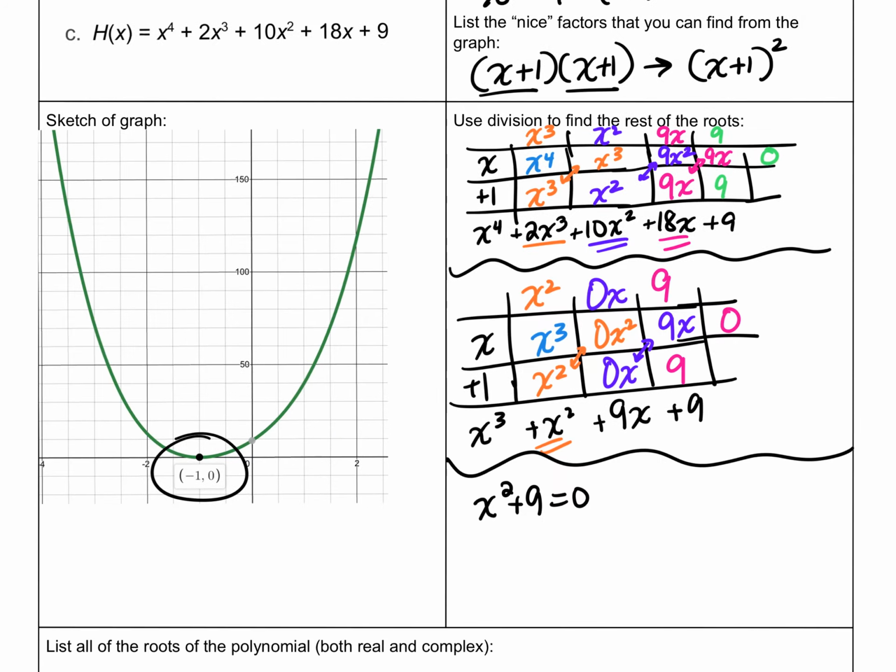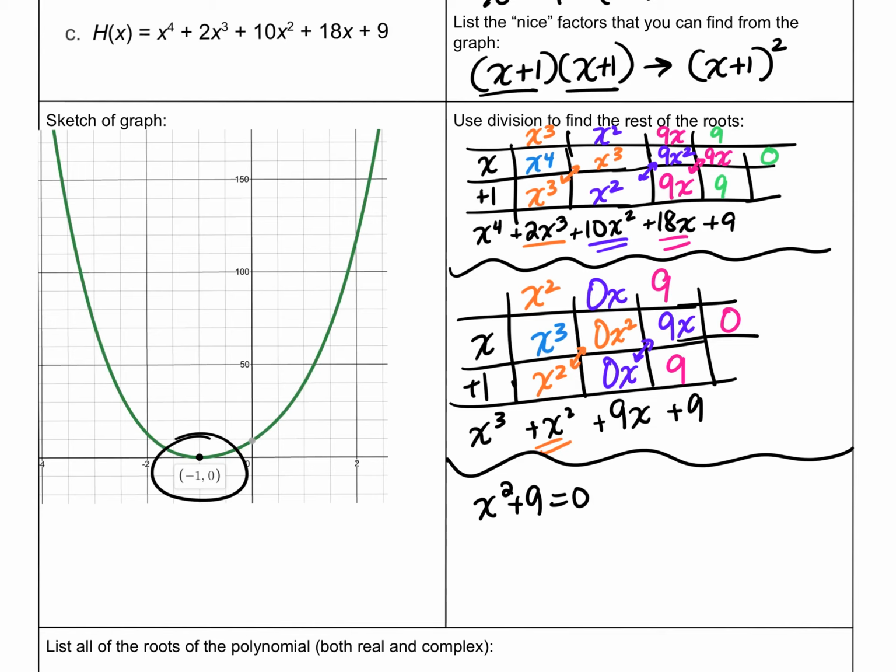Okay, so we end up with this quadratic, and that's our goal, to get something with the highest power of 2 that we have to solve. You could try to factor this, but you're not going to be able to, because it's not a difference of squares. It's a sum of squares, and we don't have any way to factor that.